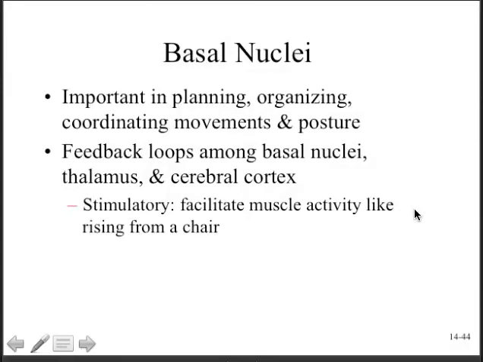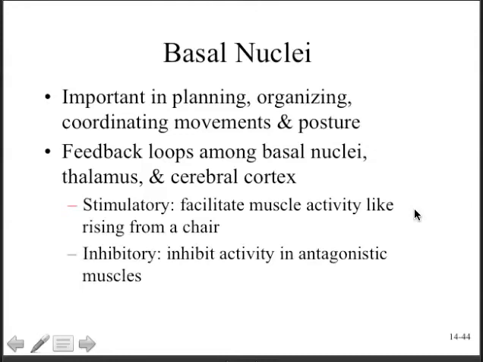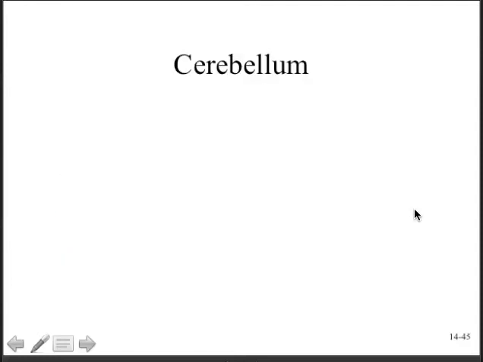If they're stimulatory, they're going to facilitate muscle activity such as getting up out of a chair, and if they're inhibitory, they can inhibit activity in antagonistic muscle groups so that we can actually carry out the intended movement. If, again, sets of antagonistic muscles were to flex at the same time, no movement would happen because essentially the muscles would tense and the joint wouldn't move.